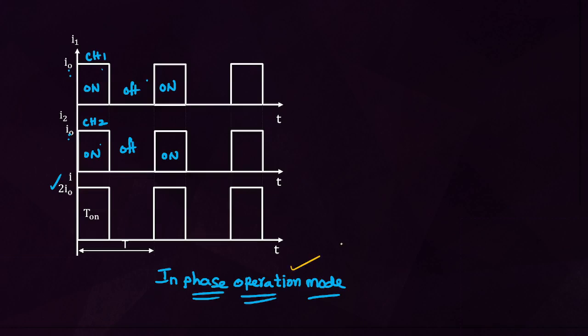This is called in-phase operation mode. What do you mean by in-phase operation mode? Both the choppers turn on and off at the same instant. At this instant, chopper 1 is on, chopper 2 is also on. At this instant, chopper 1 is off, chopper 2 is also off. That is, both the choppers are on at a time and off at a time. That is called in-phase operation mode, students. In in-phase operation mode, currents are added. This is I naught, this is I naught, so it becomes 2 I naught. That is called in-phase operation mode.